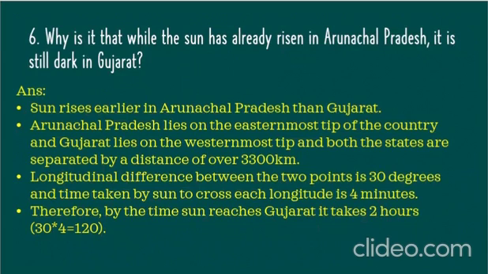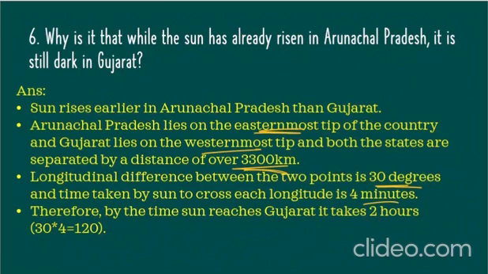Okay, why? Now, Arunachal Pradesh is on the easternmost tip and Gujarat lies on the westernmost. So they are opposite on the ends, easternmost and westernmost. Both the states are separated by an approximate distance of 3,300 kilometers. Now, there is a longitudinal difference also. The longitudinal difference between the 2 points is 30 degrees, and the time it takes the sun to cross each degree of longitude is 4 minutes.